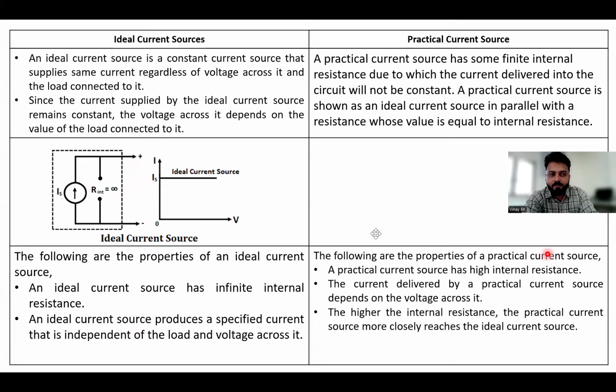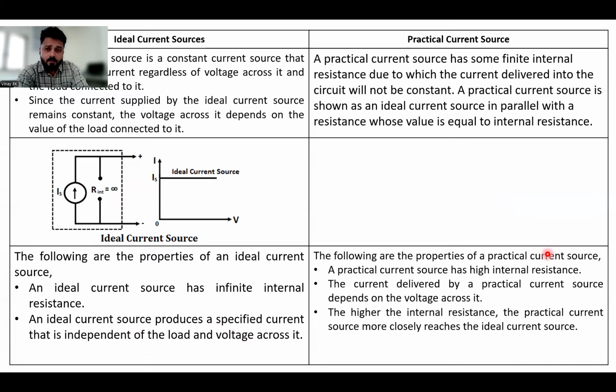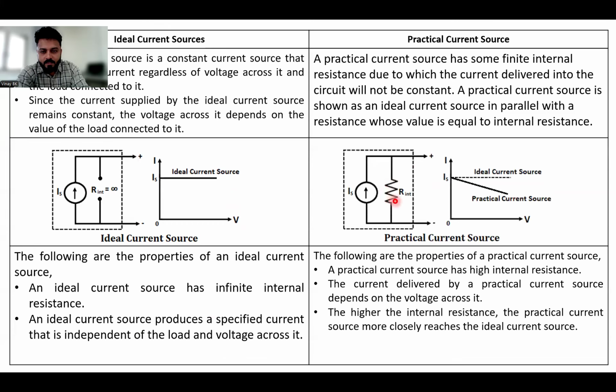Whereas the practical current source has a finite internal resistance that is connected across the current source. This combination is connected across the load. So you can see how it looks. See, there is an internal resistance connected across the load, so that by changing the voltage, the current is going to change. It is nothing but a practical current source shown as an ideal current source in parallel with a resistance whose value is equal to the internal resistance, a small amount of resistance.